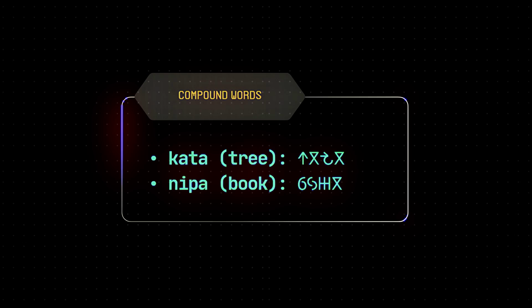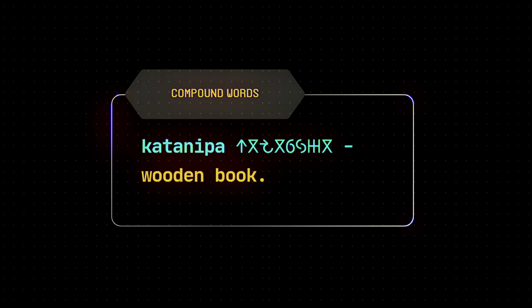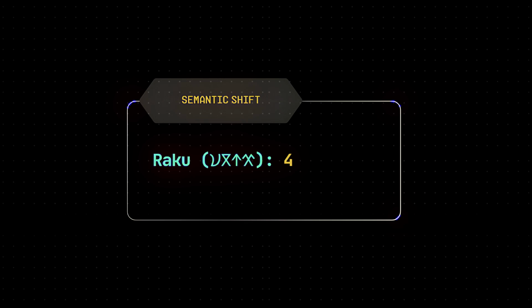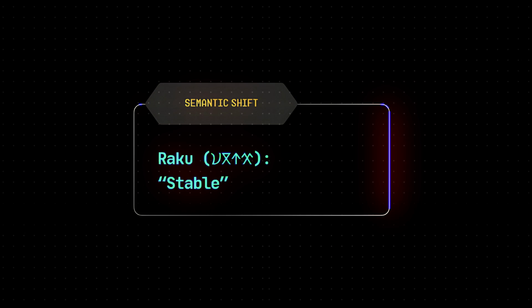So this root-based system is one way to create new words for a language, but you have other options as well. You can use compound words. For example, in my Conlang, kata is tree and nipa is book. I could have the word kata nipa, meaning wooden book. You could do some semantic shifts as well, like raku originally means four, but I could extend it to mean something like stable when describing a four-legged object or furniture.